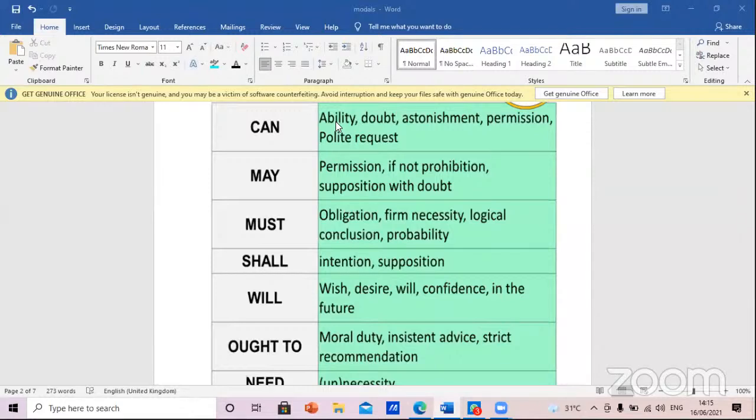So another person will ask us to open the window, right? It will be a polite request if we use may. May I please open the window? Or else he may need us to open the window. So at that time, he can ask, can you please open the window?